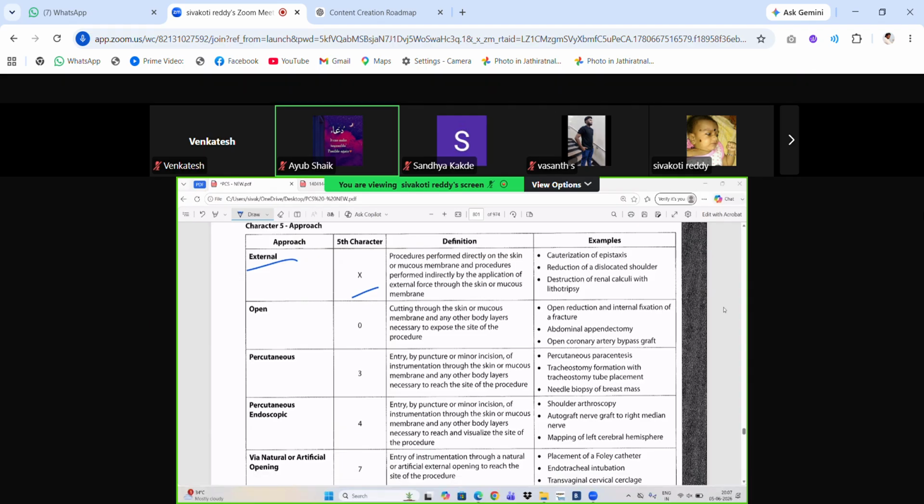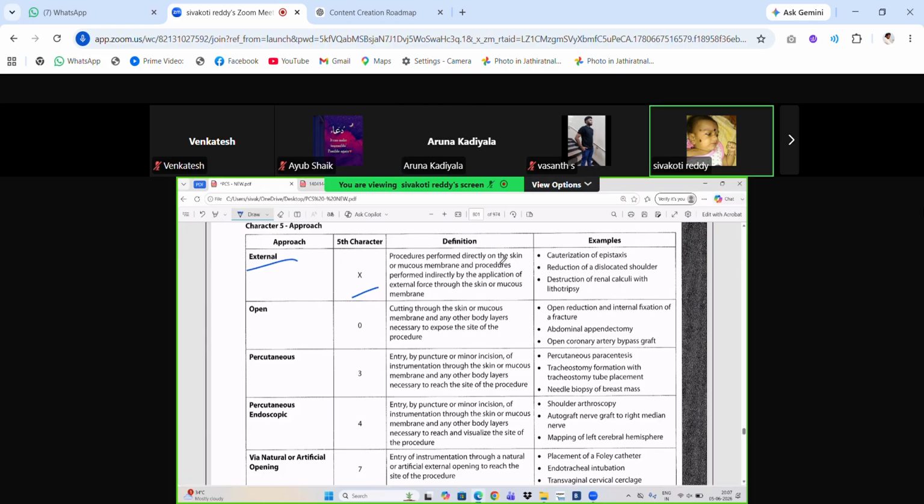So first thing, external, skin level. Here they will perform the procedure on the skin directly, or indirectly by applying pressure on the skin. It should be external. Here they don't cut the skin, they don't puncture, they don't cut, nothing. Directly they will perform on the skin or indirectly apply pressure, like electric shock waves, pressure casting, splinting. Then skin level procedures, skin level laceration, skin level debridement.